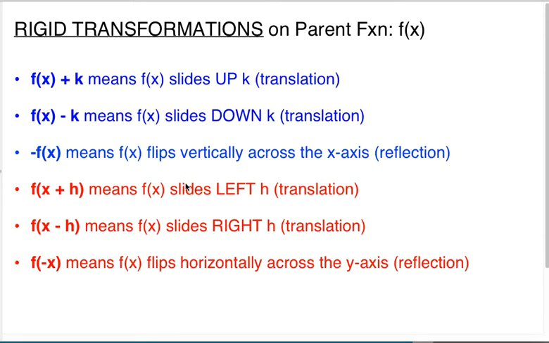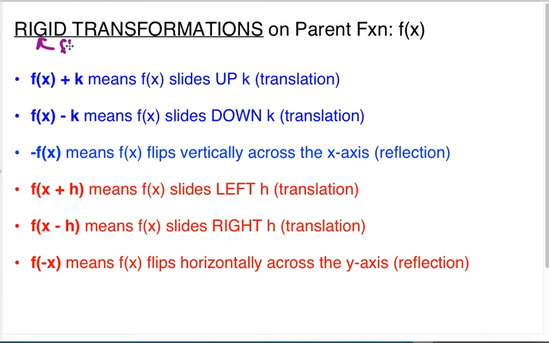So we're going to learn 2 big types of transformations. We're going to learn rigid transformations, which is what these are all going to fall into. And we're going to learn non-rigid transformations. What makes a transformation rigid, right? What makes this rigid is that the shape stays the same.